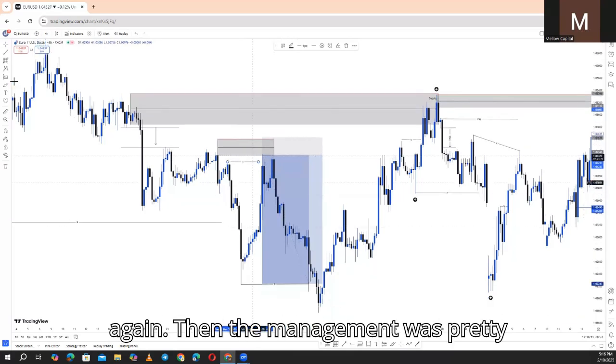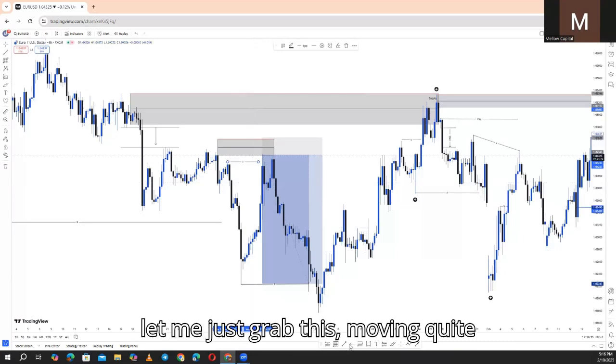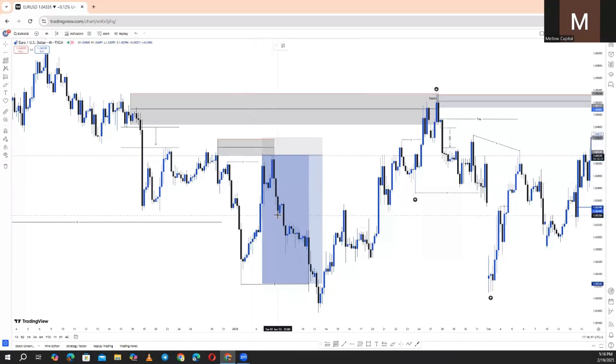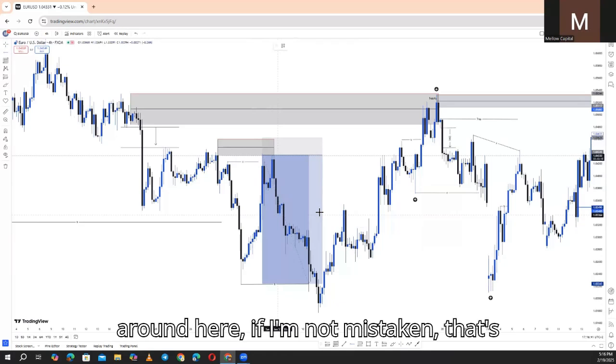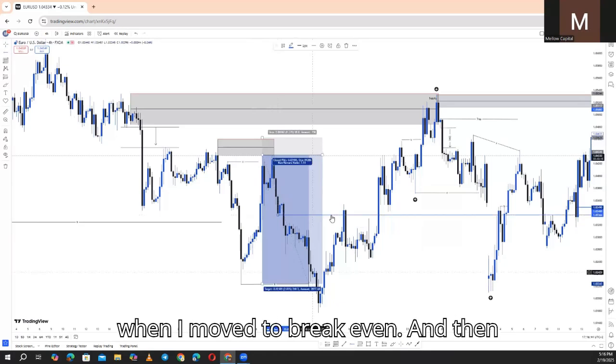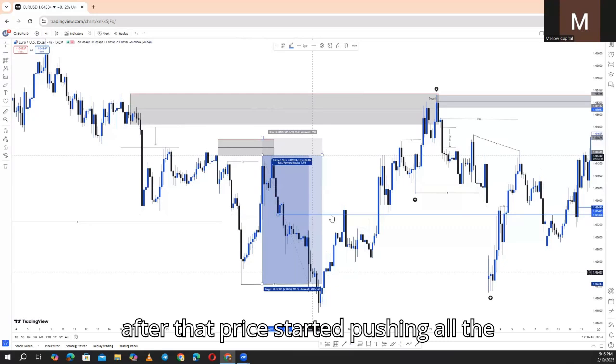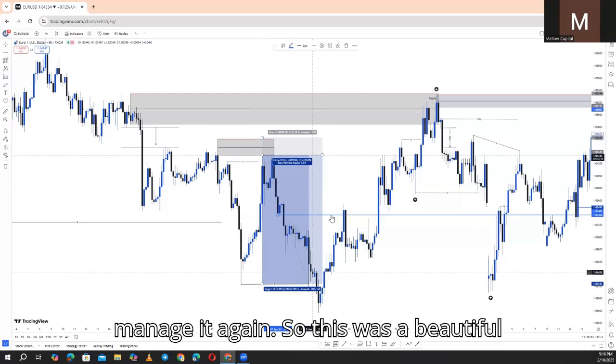Then the management was pretty simple. When price was somewhere around, let me just grab this, moving quite aggressively, when price was somewhere around here, if not mistaken, that's when I moved to break even. And after that, price started pushing all the way to the downside without me having to manage it again. So this was a beautiful trade.